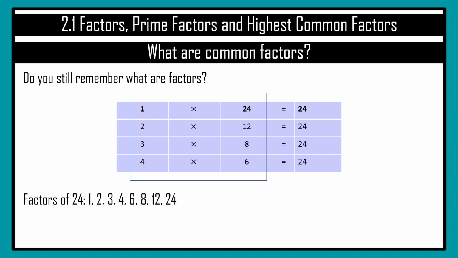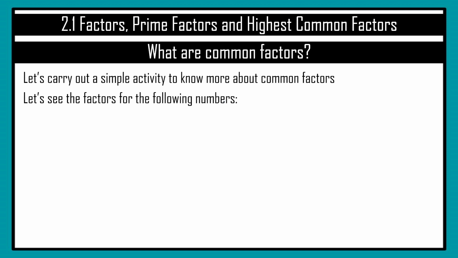Alright, do you still remember what factors are? If you remember from the exercise we did previously, for factors of 24, we have 1, 2, 3, 6, 8, 12 and 24 as our factors. So from here we are going to learn what common factors are. As always, we are going to do a simple activity to know more about common factors.